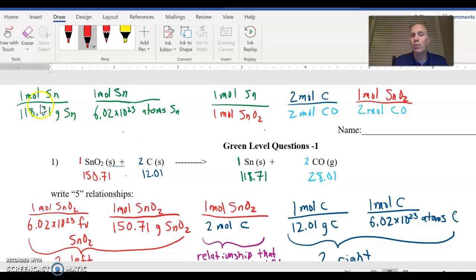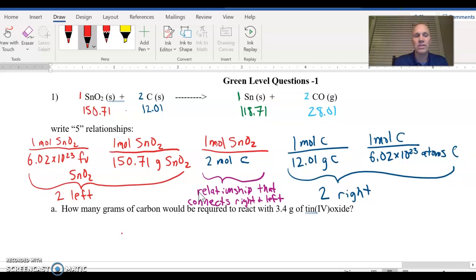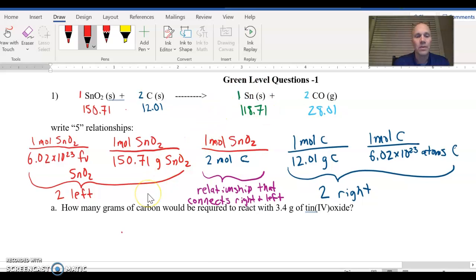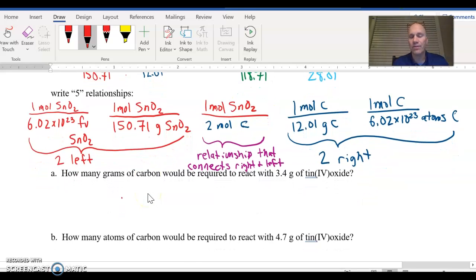We are not going to need these particular relationships for the first problems that we're going to do, but just realize you can do these same types of relationships for any of the chemicals that are in the reaction. So let's go back and focus on the first questions that we're going to deal with, which are only going to deal with things on the reactant side. We're not going to worry about this right here for right now. So how many grams of carbon would be required to react with 3.4 grams of tin oxide?